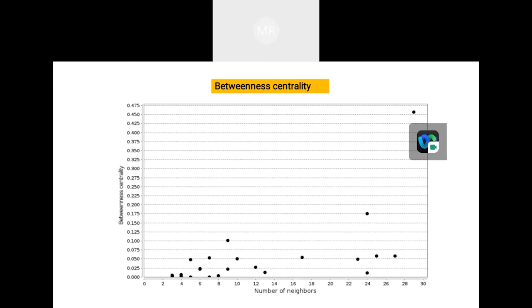A scatter plot is shown in the figure where the y-axis shows the betweenness centrality and the x-axis shows the number of neighbors. Here, betweenness centrality captures which nodes are important in the flow of a network, and it makes use of the shortest path in the network.